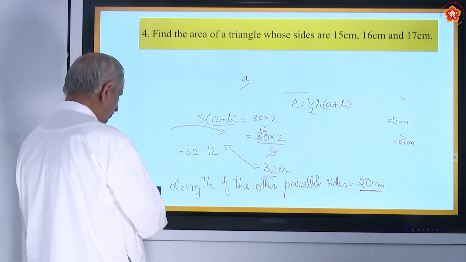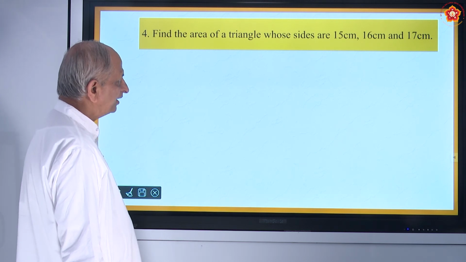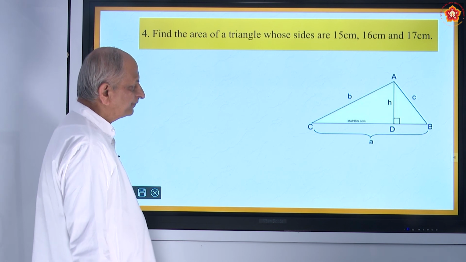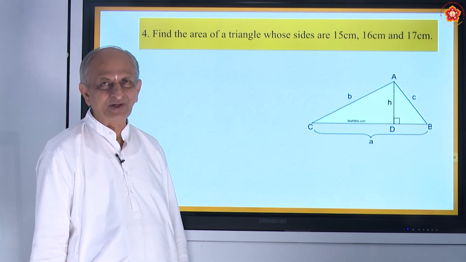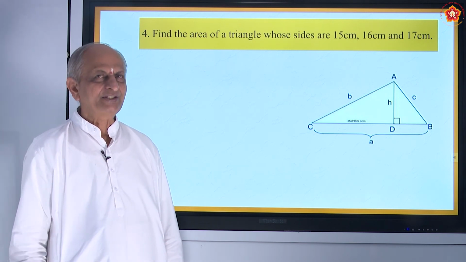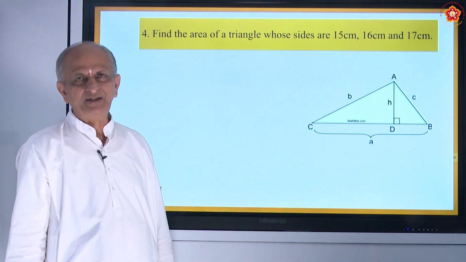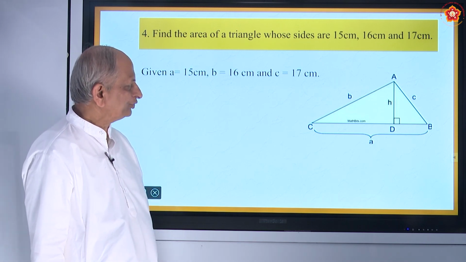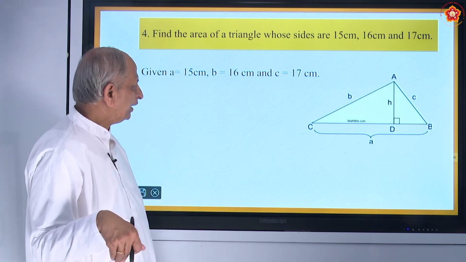Now we will come to triangles. Find the area of a triangle whose sides are 15, 16 and 17. What type of triangle is it? We have what is called a scalene triangle. If the 3 sides of a triangle are different, we call it a scalene triangle. Okay, what is the formula you must use then? As we have discussed earlier, it is Heron's formula.